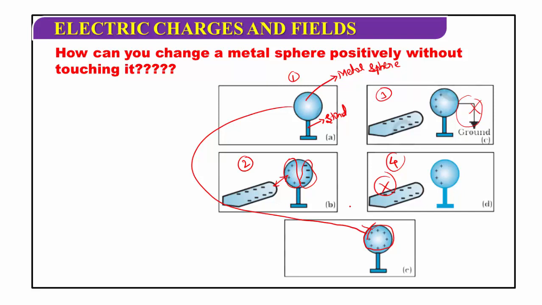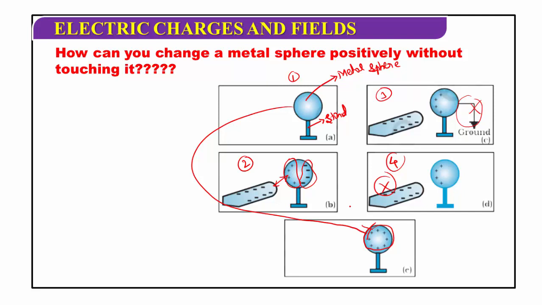In the third case, when we connect the metal sphere with the ground, the excess electrons in the metal sphere flow to the ground. The process of removal of electrons from the body to the ground is called earthing. Now, the positive charges are held near the end of the negatively charged body.